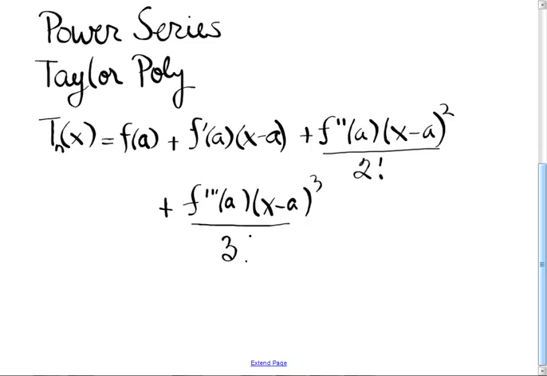Do you see the pattern there? In your project, you were supposed to generate the pattern, figure out how we came up with the pattern. I don't know. I haven't looked at them. I haven't had time. So it's the nth derivative at a, x minus a to the nth over n factorial.